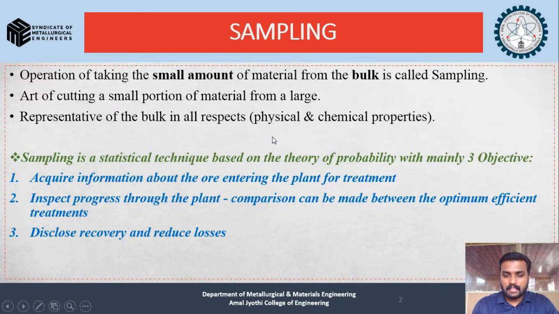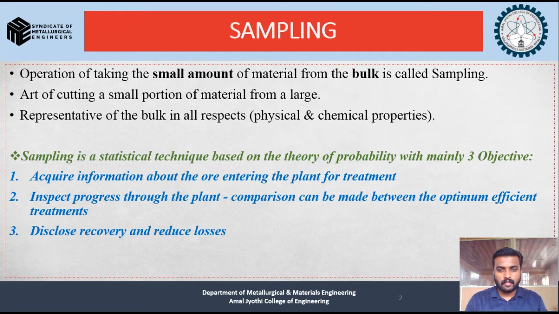So sampling is a statistical technique based on the theory of probability with mainly three objectives. I would like to read out the three objectives. First, acquire the information about the ore entering the plant for treatment. Before the ore goes to the treatment plant, we always want to get information regarding the ore. So sampling is done to find its chemical properties as well as physical properties. By doing that, we can decide what kind of treatment it should undergo in the plant. So that is the first and foremost objective of sampling.